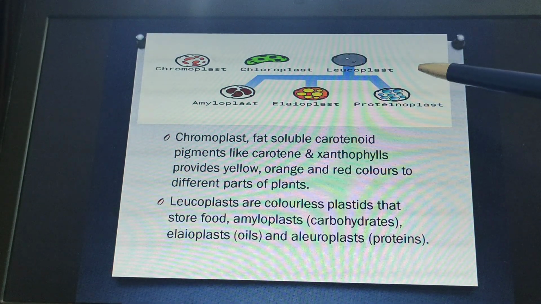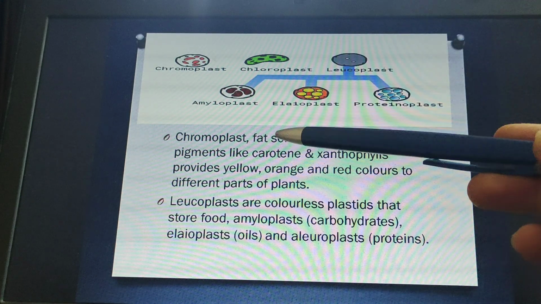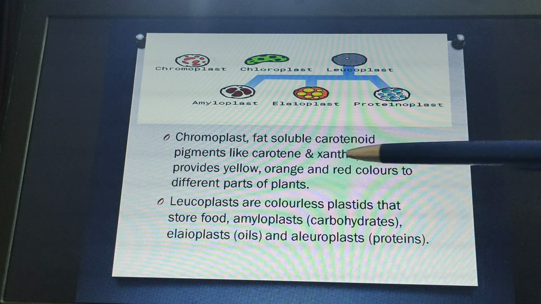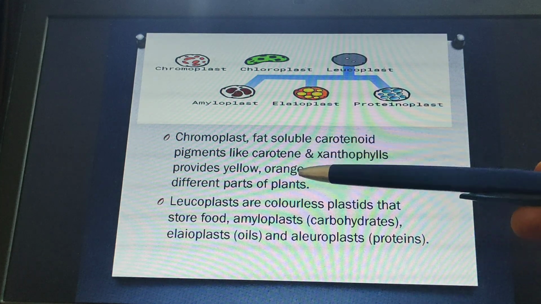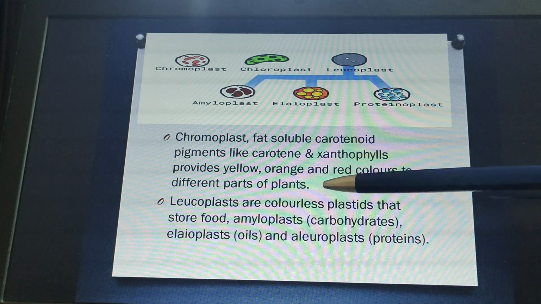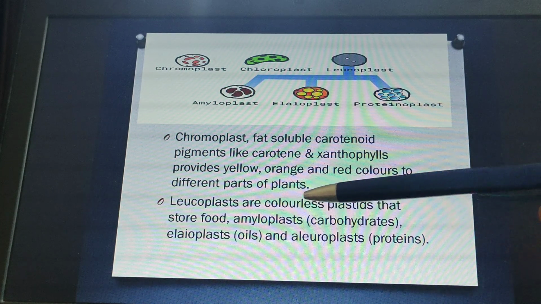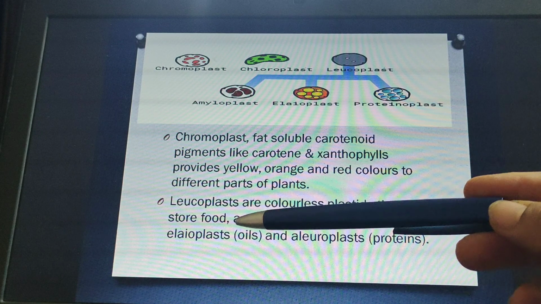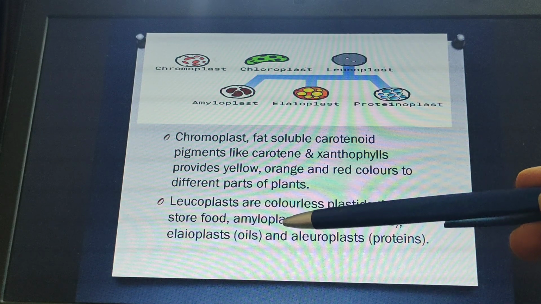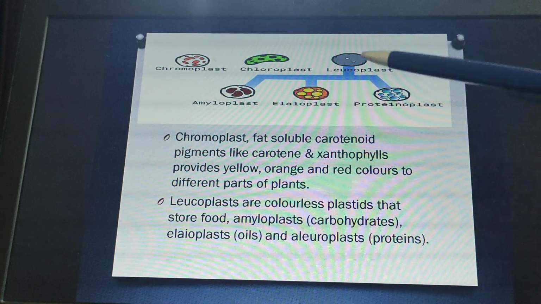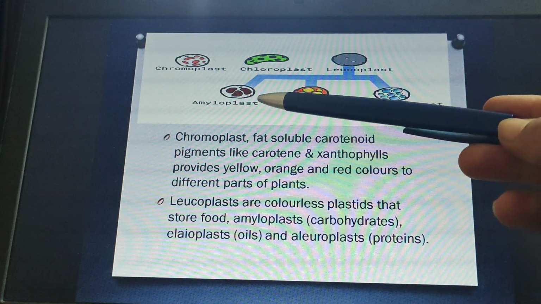Then chromoplast has fat soluble carotenoid pigments like carotene and the xanthophylls, which provide yellow, orange and red color to the different parts of the plants. And if we talk about the leucoplast, these are colorless plastids. They store food like amyloplasts. Amylo means that is related to carbohydrates. So amyloplast is a type of leucoplast storing the carbohydrates.